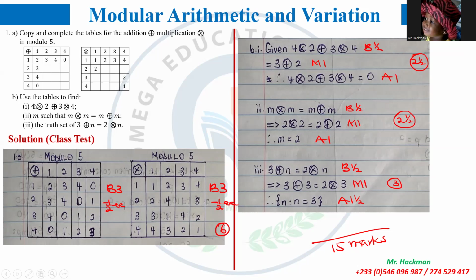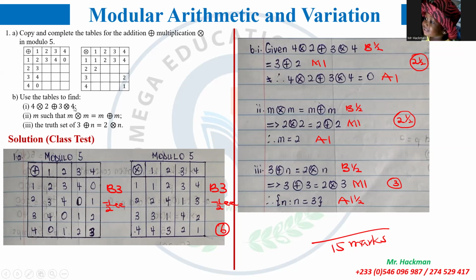Now, part (b)(i), what are you supposed to do? You are supposed to use your table. Strictly, you need to underline "use your table." Anyway, I've advised you, whether the question says use the table or not, if you can use the table, do so, because it usually makes your work simple and easy. So here specifically, we do 4 times 2. You go to the multiplication table. 4 times 2 will give you 3.